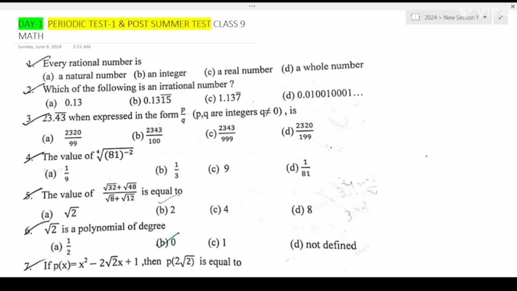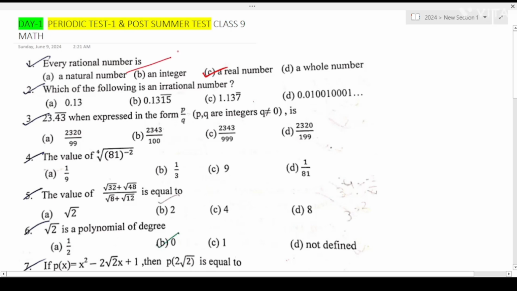We know that a real number is of two types, that is rational number and the irrational number. So every rational number is a real number. Option number C is the correct answer. Then what is natural number?